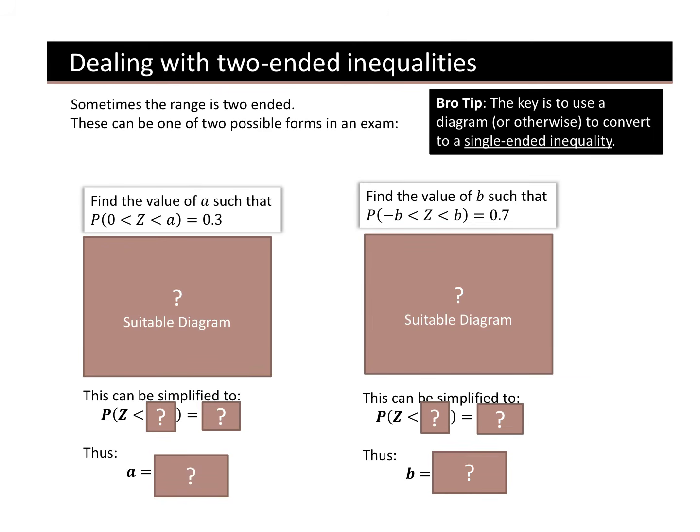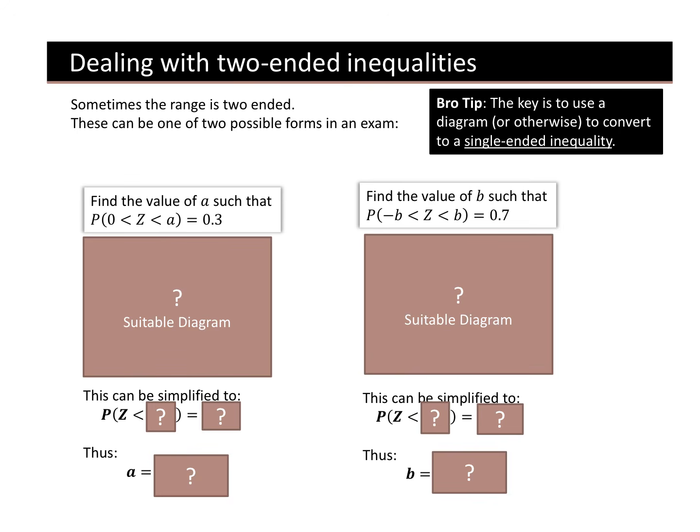Now we're working backwards with inequalities. For this, some of you, this may blow your mind. Don't panic. Okay, here we go. As I was saying before, step 1, draw a diagram. So for the question, it says find the value of A such that the probability of 0 being less than or equal to Z being less than or equal to A is 0.3.